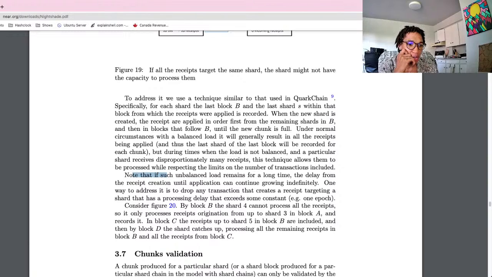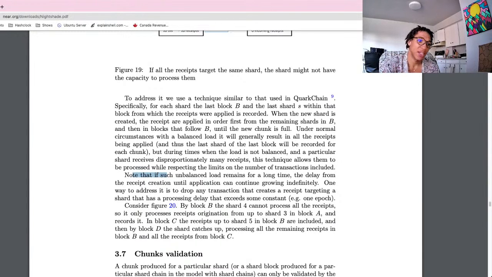Note that if such unbalanced load remains for a long time, the delay from the receipt creation until application can continue growing indefinitely, which is obviously not what you'd want. EIP 1559 would solve something like that, I suppose, potentially.